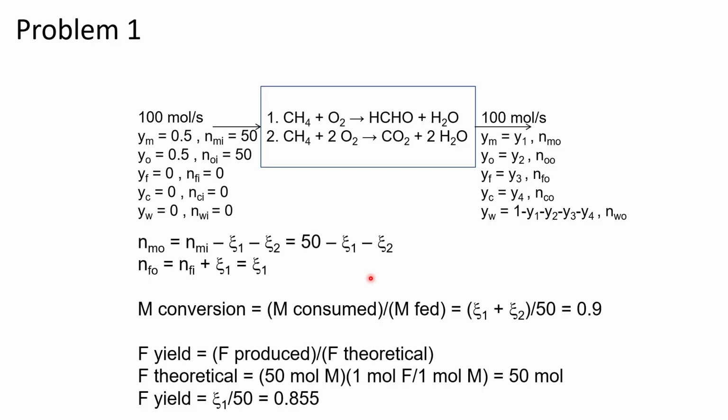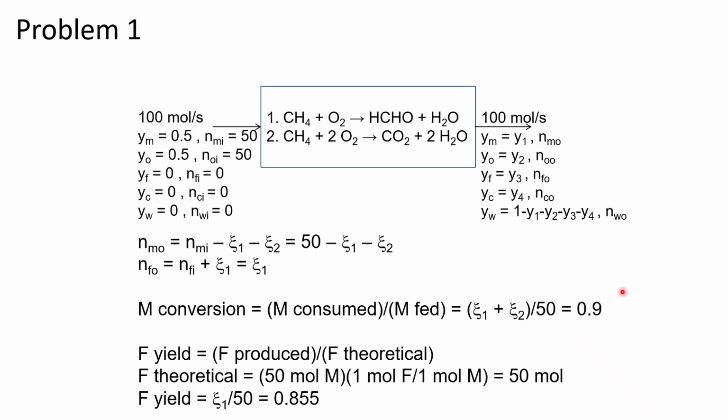Next, let's make use of the 2 specifications, in terms of conversion of methane and yield of formaldehyde, to reduce the number of unknowns that we have. First, let's look at the methane conversion. Methane conversion, as we said, is methane consumed divided by methane fed. The methane consumed is just the difference between methane in minus methane out. So methane in minus methane out is Xi1 plus Xi2. We'll divide that by the methane in, which is 50. That's going to be equal to 0.9.